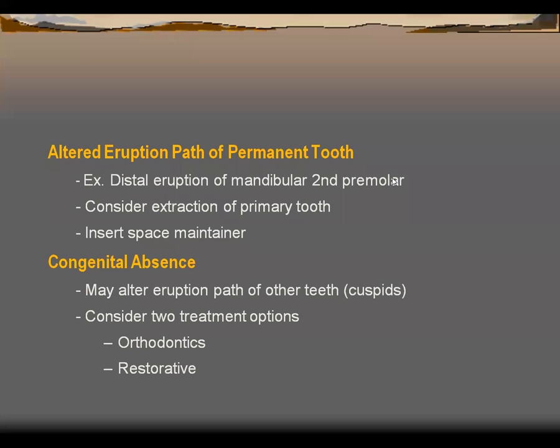Congenital absence may alter the eruption path of other teeth, that is the space. If some teeth are absent, you can make the other tooth erupt in that particular place. So you can do orthodontic corrections, or you can do restorative correction by giving fixed partial dentures.